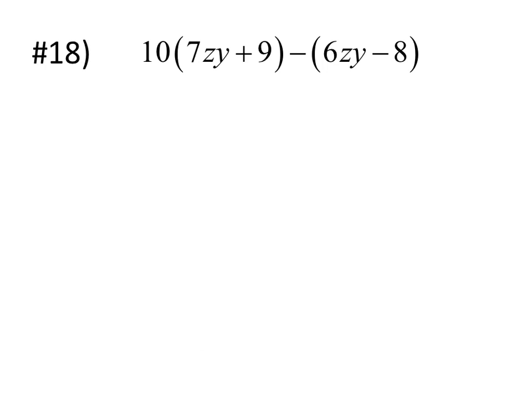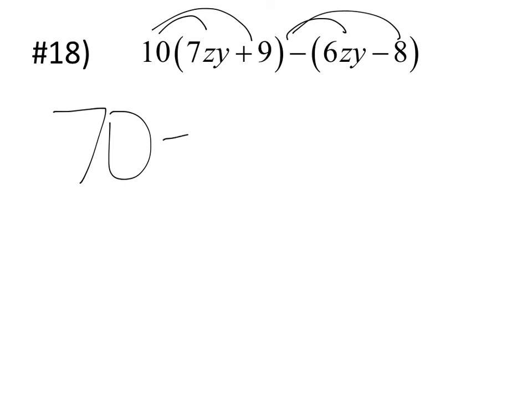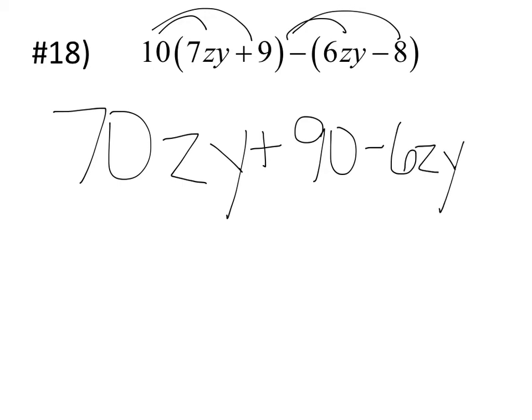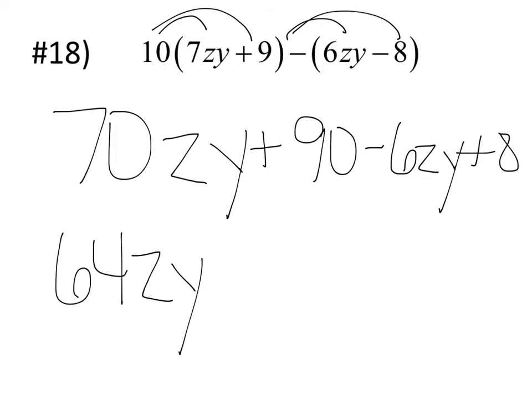Here I'm going to go ahead and distribute the 10 and then distribute the negative. So this is 70zy plus 90. And then I'm going to distribute the negative. So it's negative zy plus 8, because a negative times a negative is a positive. Now we're going to combine our like terms. 70zy minus 6zy is 64zy. And then 90 plus 8 is 98. So plus 98.